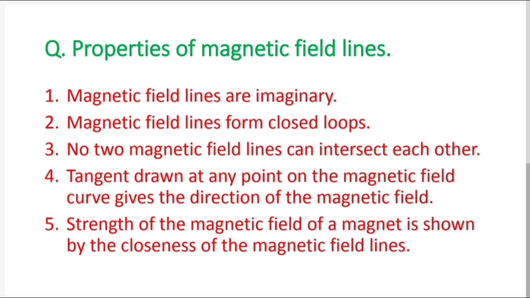The strength of the magnetic field of a magnet is shown by the closeness of the magnetic field lines. We know that when they are near the magnet, they are very close. When they go away from the magnet, the circles increase in radius. And also near the poles, they are crowded in the case of bar magnets.